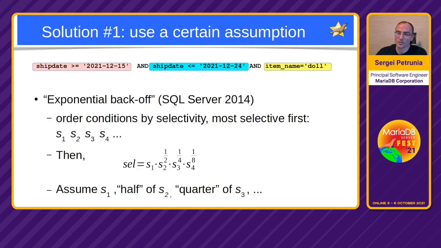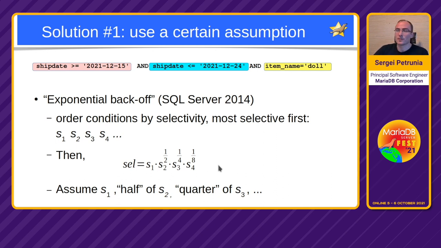An interesting solution is the so-called exponential back-off, which was introduced at least in SQL Server 2014, maybe used somewhere else. First order conditions by selectivity, the most selective going first, and then we multiply selectivity 1 by the square root of selectivity 2 by the fourth root of selectivity 3 and so forth. Basically, assume that we take all of selectivity 1, half of the selectivity of S2, a quarter of selectivity of S3 and so forth. This list doesn't continue because subsequent numbers would be closer to 1 anyway.